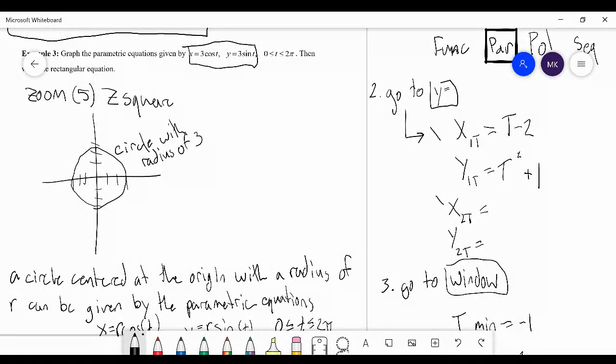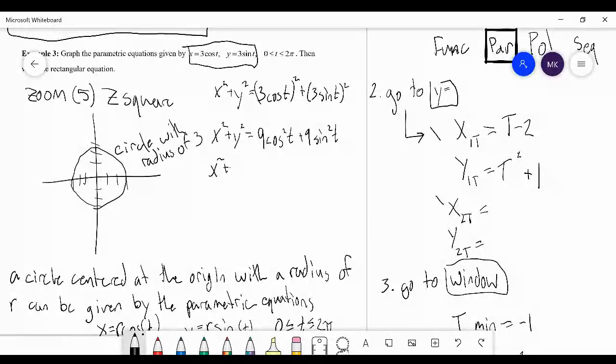Well, that's equal to, since x is 3 cosine t, 3 cosine t squared plus 3 sine t squared. So then what we can do is simplify these things. And so we end up with x squared plus y squared, and since 3 and cosine t are multiplying, we end up with 3 squared, which is 9, times cosine squared t, plus 9 sine squared t.